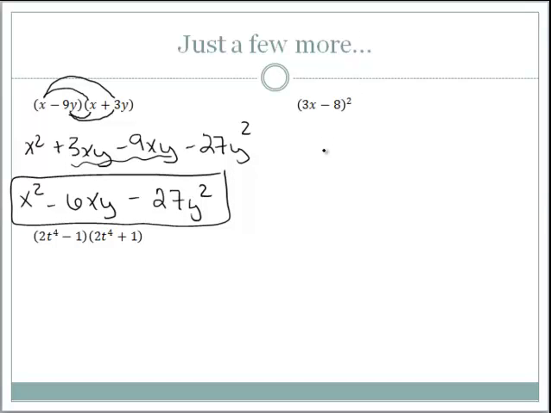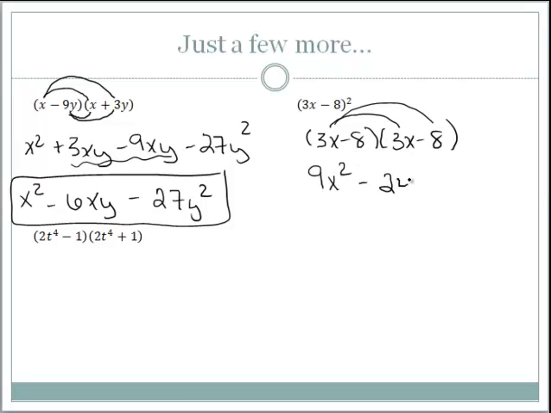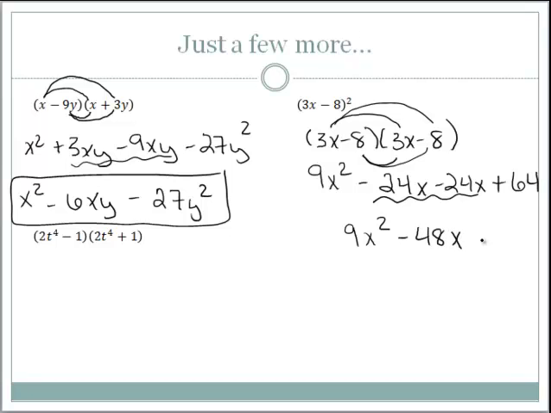If you have a little 2 like this, it means to write that 3x minus 8 twice and multiply it out. 3x times 3x is 9x squared. 3x times negative 8 is negative 24x. Negative 8 times 3x is also negative 24x, and then negative 8 times negative 8 is a positive 64. So combine like terms. We have 9x squared minus 48x plus 64.